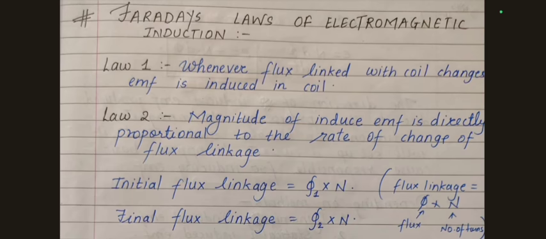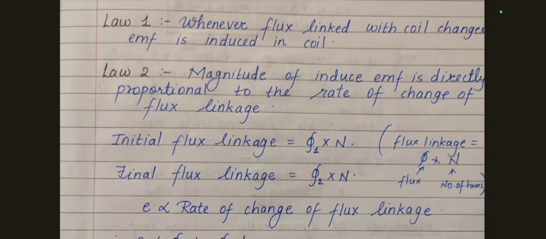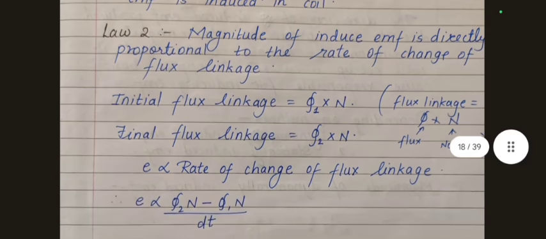The second law is that the magnitude of induced EMF is directly proportional to the rate of change of flux linkage. Many a time, such a term as flux linkage is given in the numerical. At that time you have to consider phi into N. I have written here flux linkage. If initial flux linkage is there, you can write phi 1 into N, and here in brackets I have written flux linkage is phi into N: magnetic flux into number of turns. Okay, so this is very important, remember this flux linkage.